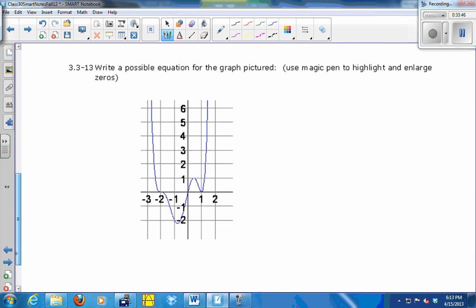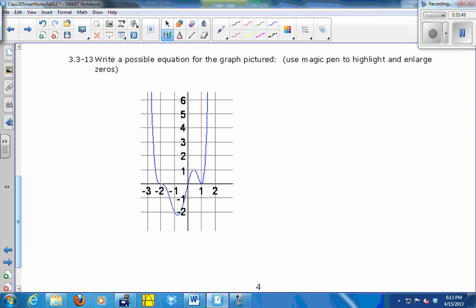So let's take a look at this graph here, and I want to come up with a possible equation. It's not necessarily the only equation, but based on what we know about zeros and multiplicities, we'll come up with a possible equation. So let's see, for zeros, I've got negative 2, 0, and 1. Those are my three x-intercepts. So x equals negative 2.